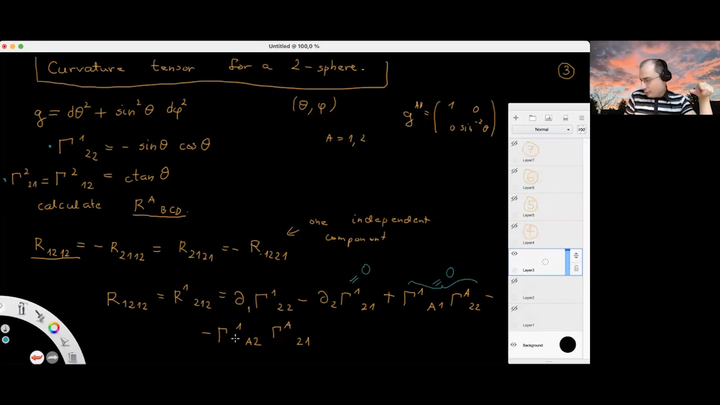And then we have the last component over here. It consists of gamma 1 1 2 times gamma 1 2 1. Gamma 1 1 2, does it exist here? No, it's zero. But then we've got also gamma 1 2 2 times gamma 2 2 1. And these two are non-vanishing. So out of that, what survives is minus gamma 1 2 2 times gamma 2 2 1.